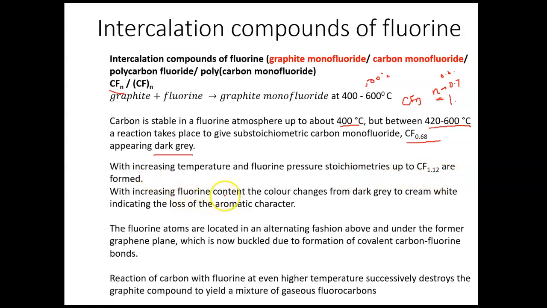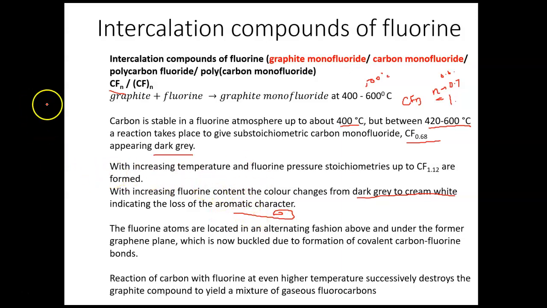With increasing fluorine content, the color changes from dark gray to cream white. So as the amount of fluorine is increased, we can see the color changing gradually from dark gray to a creamish white color, indicating the loss of aromatic character. So this color change is indicative of the aromatic character itself.